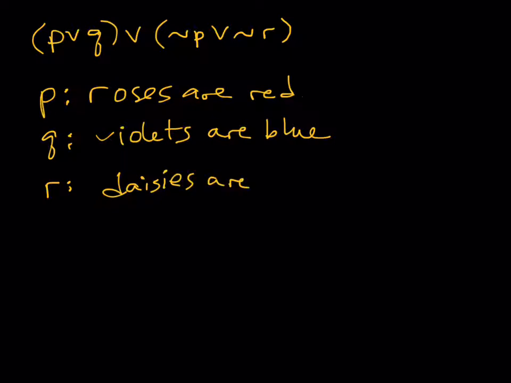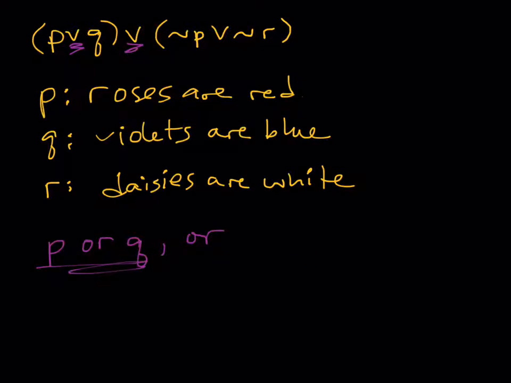Okay, so to translate this into words, we need to know the words that go along with each of these connective symbols. So what we have is P, and then the OR symbol, and then Q, and then we have another OR symbol, and sometimes we'll put commas in if there's parentheses, so that will separate this P or Q from the rest of the statement. And then after that second OR, I have not P or not R.